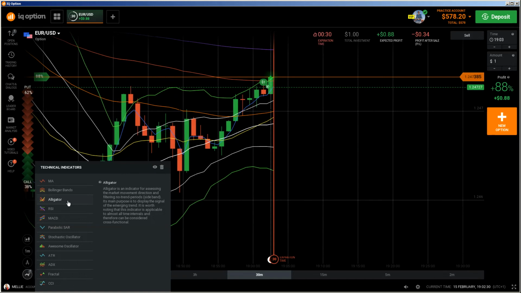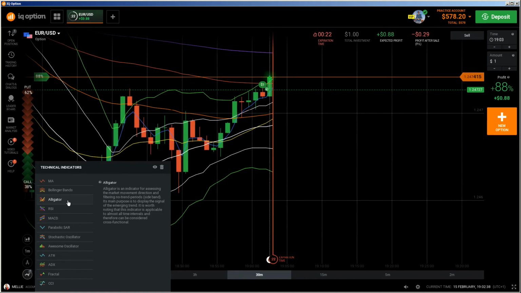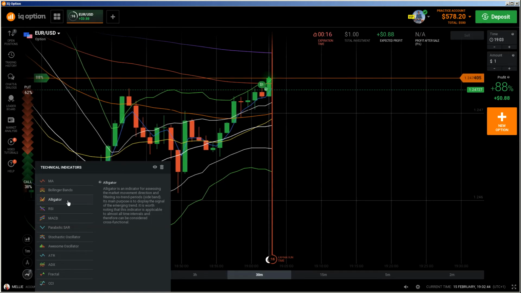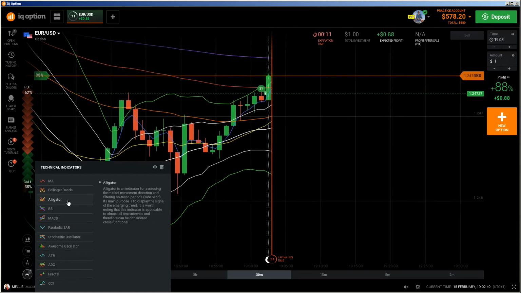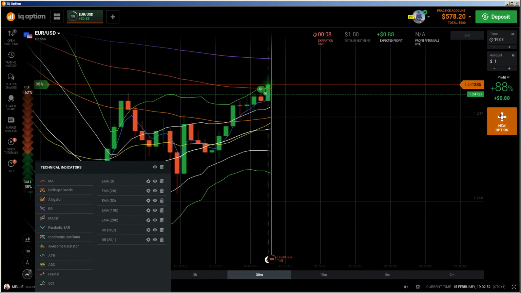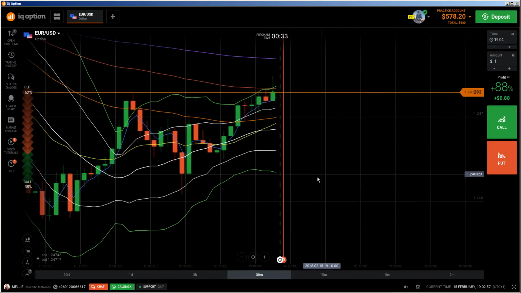The alligator is an indicator for assessing the market movement direction and filtering no-trend periods, the sideband. Its main purpose is to display the signal of an emerging trend. It is worth noting that this indicator is applicable to almost all time intervals and therefore can be considered cross-functional. Okay, so I would say this was in the money.